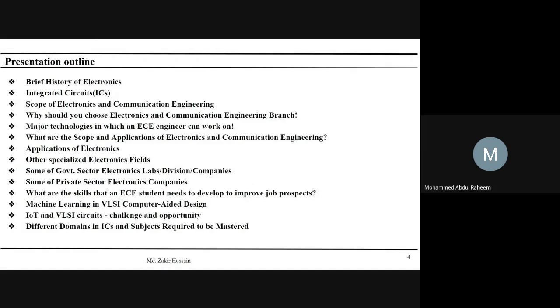Moving ahead, I have this presentation outline. I'll be briefly touching on the history of electronics, what ICs are, electronic circuits, integrated circuits, and the scope of electronics and communication engineering. You might have heard people say there is no future. All these misconceptions will be removed once you see the scope of electronics and communication engineering. Why should you choose the electronics and communication engineering branch? Major technologies in which an ECE engineer can work.